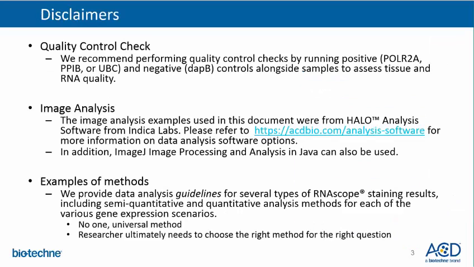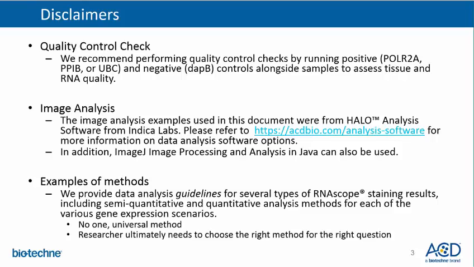First, I briefly want to touch upon these 3 points. When running the RNAscope assay, we always recommend to include a positive and negative control to assess tissue and RNA quality. Secondly, the image analyses we show here are done by the Halo software from Indica Labs that we use in-house. However, it can also be done with multiple other software platforms, including ImageJ.